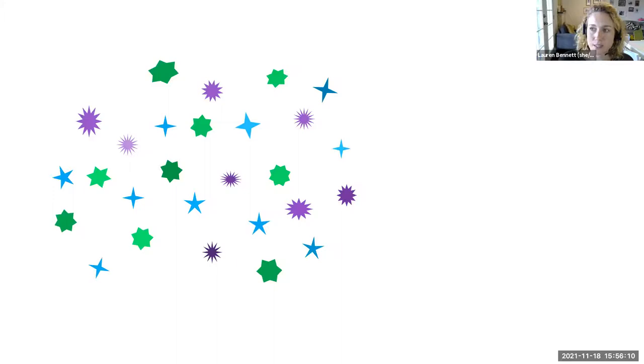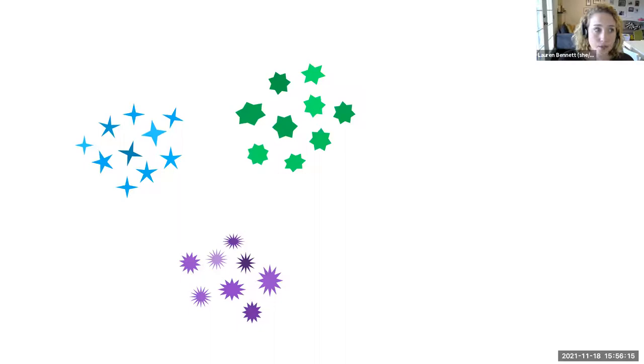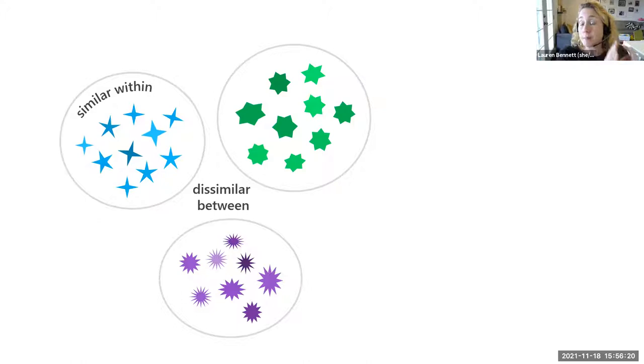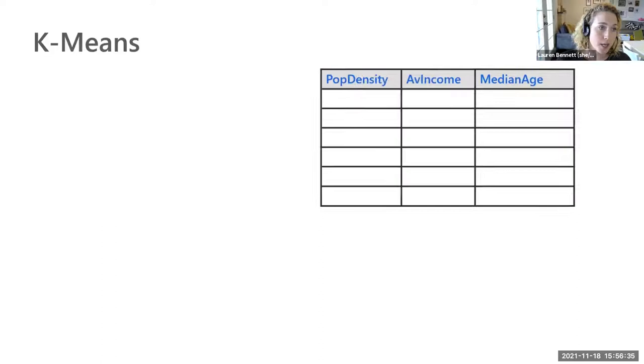Our goal when we're doing multivariate clustering is to create groups where within the group, the features are as similar as possible. And between the groups, the features are as different as possible. So we want groups that are each incredibly distinct from each other. And so a really common method for doing this is k-means.